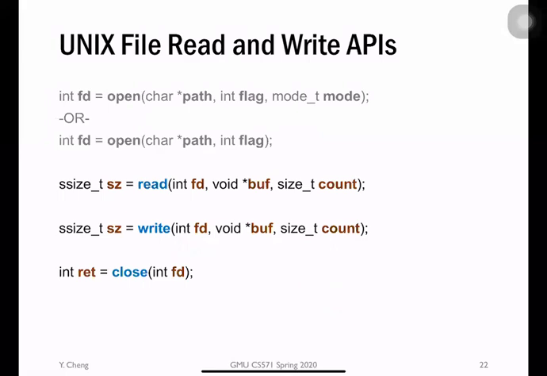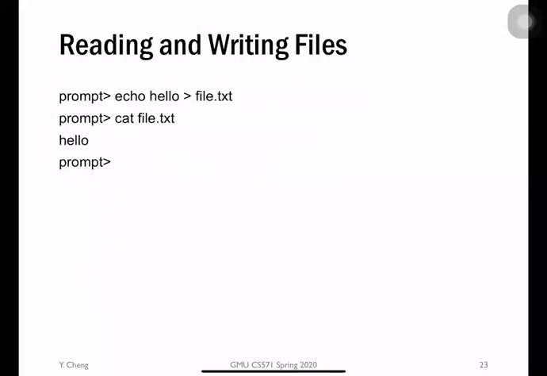Next, let's move on to the rest of the 3 important file system related APIs: read, write, and close. In order to read data from an opened file, you need to call the read system call. Correspondingly, to write data into it, call the write system call. As a best practice, always remember to close the file whenever you're done processing it. So this is the last API, the close system call. Let's first take a look at reading and writing.